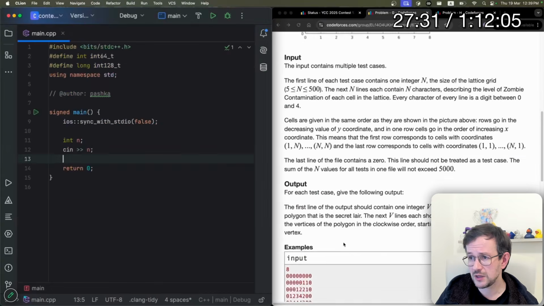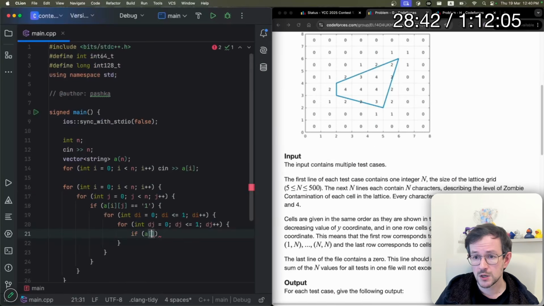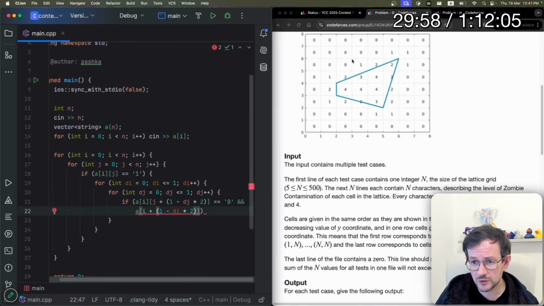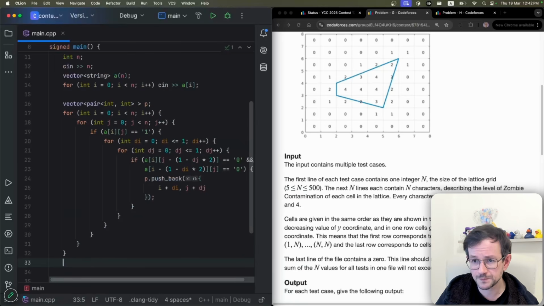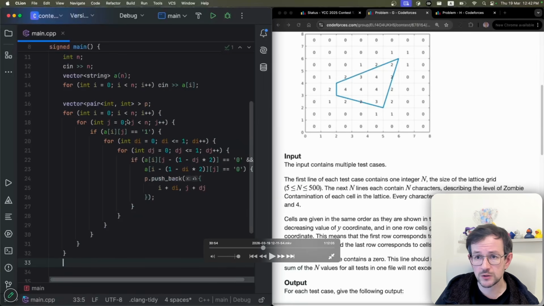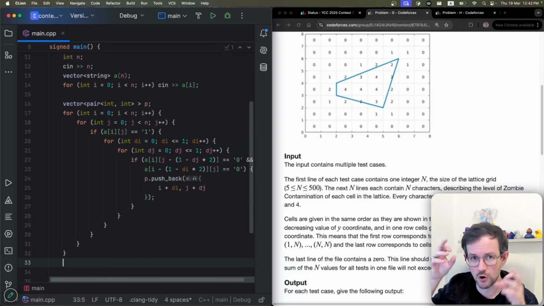So here I'm just thinking. Here I also implement simple things. So here I implement what I told you. I take all the cells, check if a cell contains 1, look at 2 neighbors. If they are both zeros, then I add the corresponding corner to my set. So this array P will contain all the candidates to be corners of the polygon.